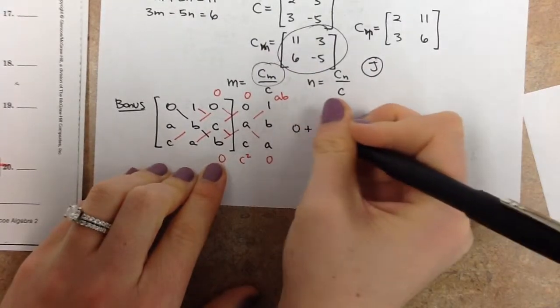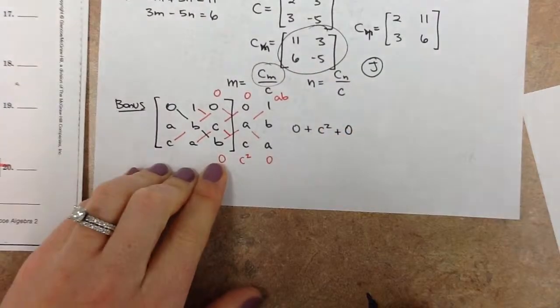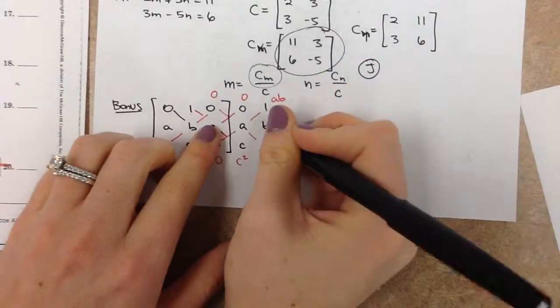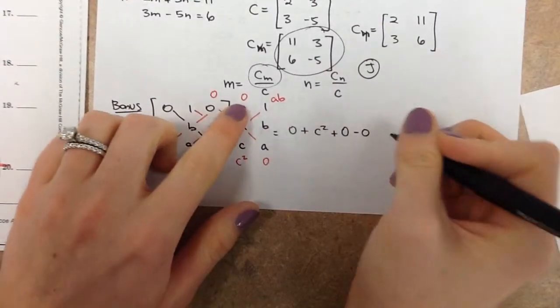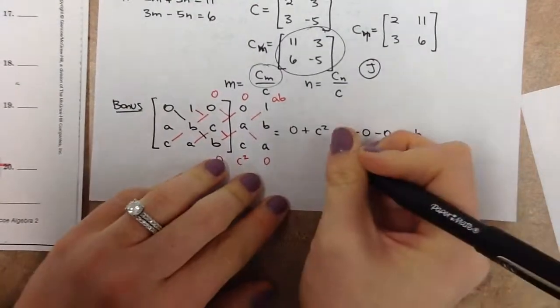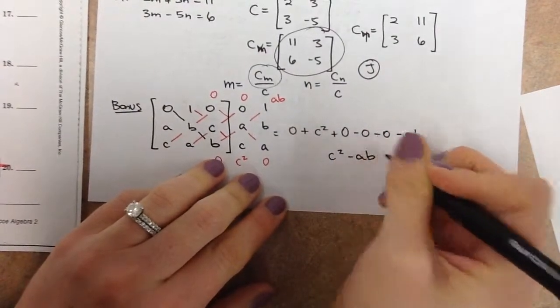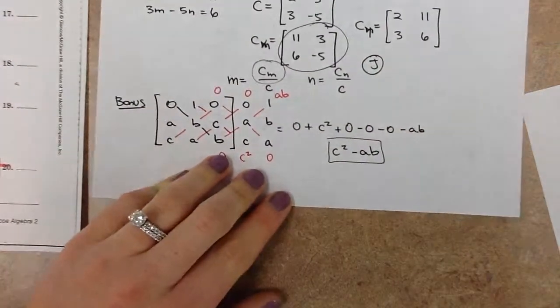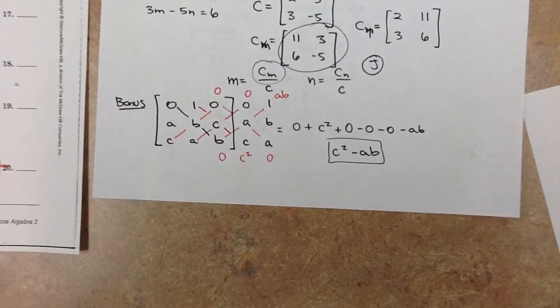So 0 plus c squared plus 0, and then we take the ones along the top and we subtract them. So -0, -0, minus ab. So the only ones that count for anything are the c squared minus ab. So that would be the answer for the bonus. Definitely a little bit tricky. All right, so that's it for chapter 3.